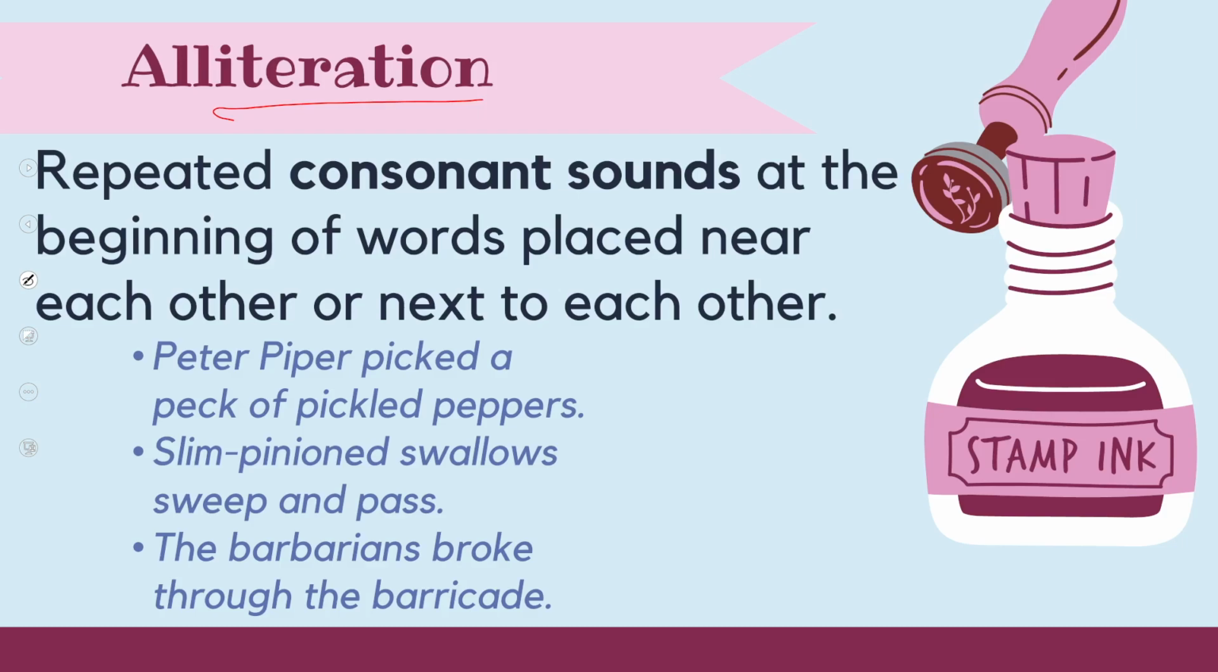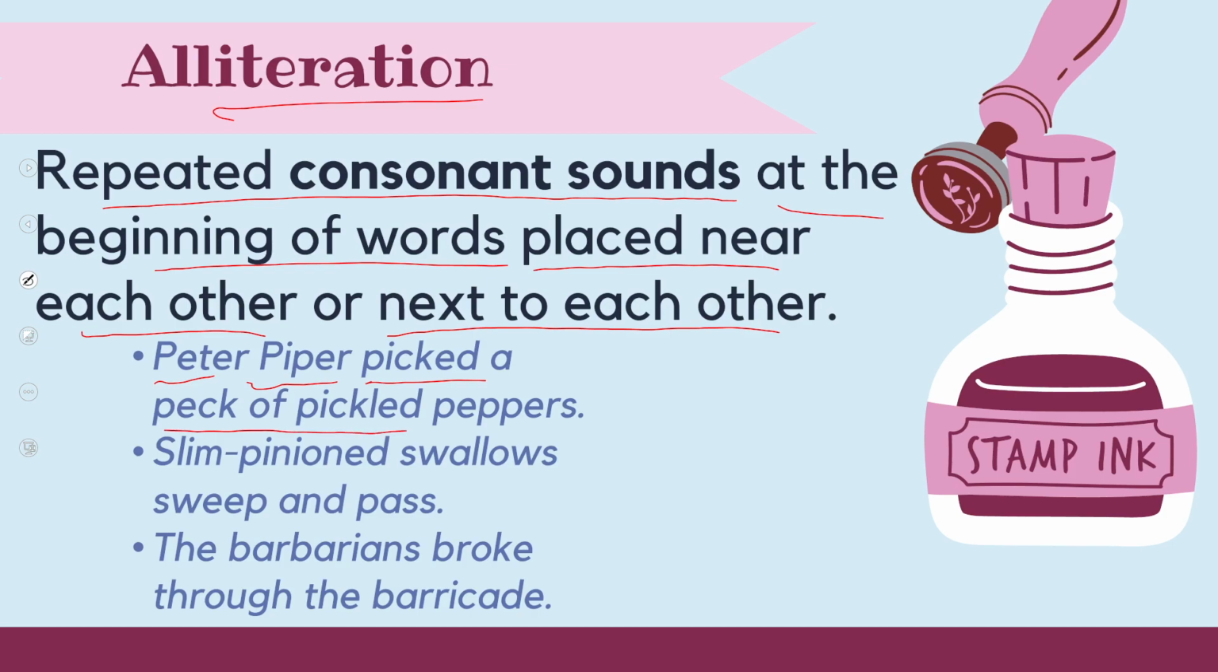So, my dear learners, if you remember, alliteration is repeated consonant sounds at the beginning of words placed near each other or next to each other. For example, in this sentence, Peter Piper picked a peck of pickled peppers. You can hear the consonant P over and again. So here, this verse or this sentence is full of alliteration because the same consonant sound is being repeated over and again, and they are very close to one another.